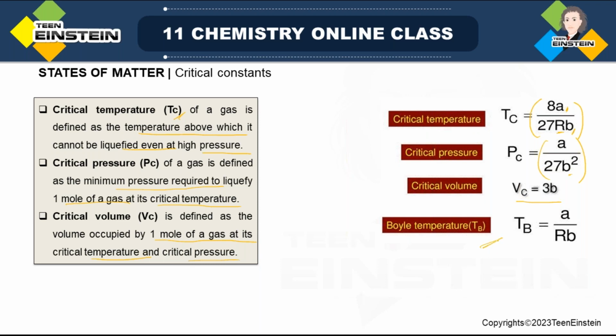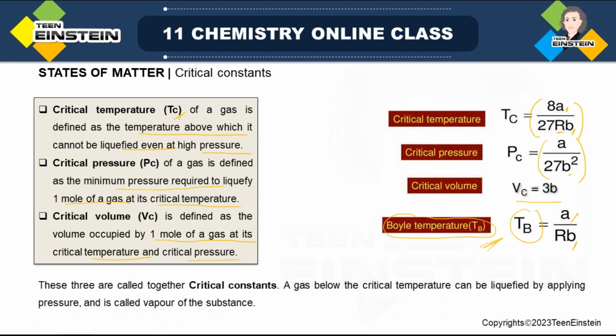And remember, there is one more formula. What is Boyle temperature? That we have already seen in the ideal gas equation. There we have seen that this is the temperature where deviation is not so high, where you can expect a real gas to behave like an ideal gas. So that is the definition of Boyle temperature. It is denoted by T subscript B, capital B, and that is also related to a and b, which is a by Rb. Fine. So these four formulas are important to remember.